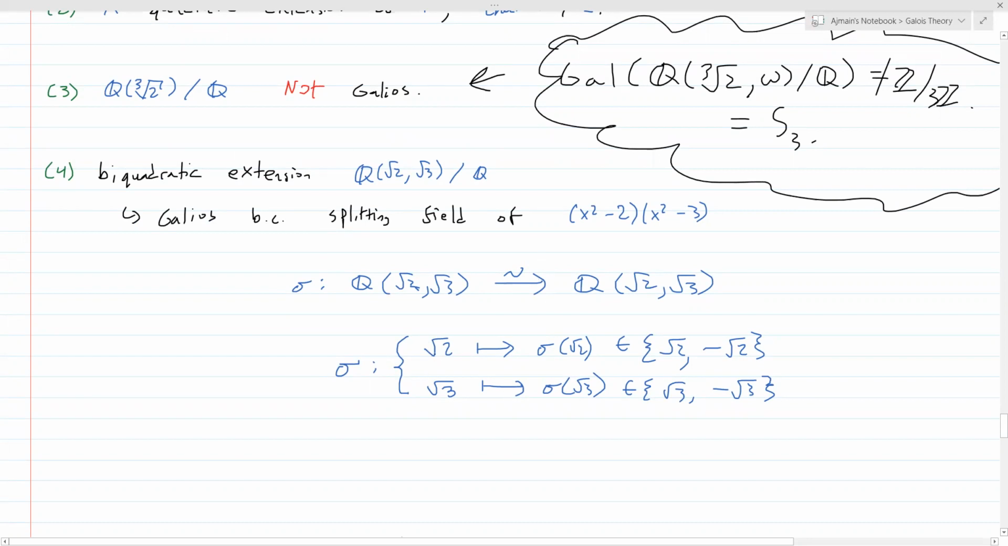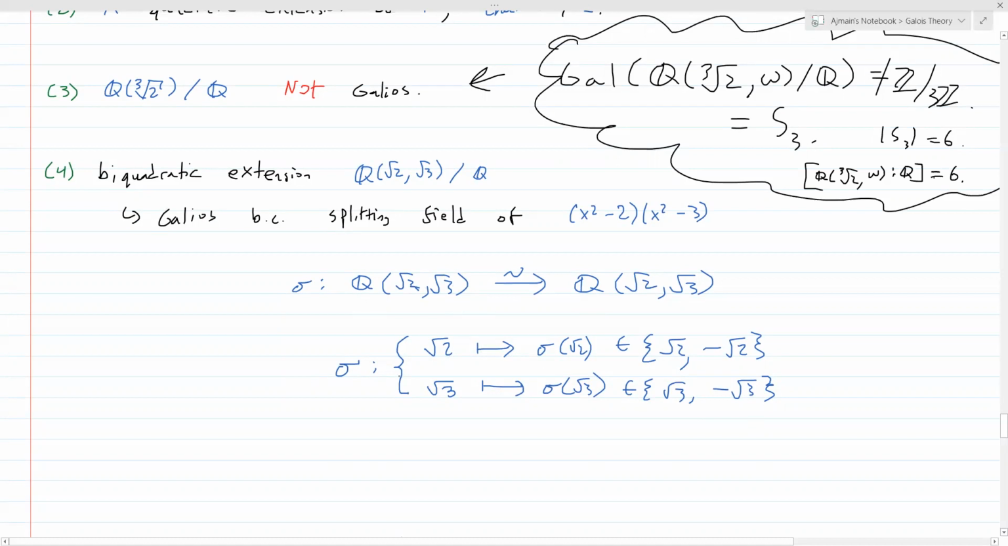Notice here that Q adjoin cube root of 2 adjoin omega over Q has degree 6, which is the order of the symmetric group. Okay, that's that example. But in this example, we're looking at Q adjoin square root of 2 adjoin square root of 3.